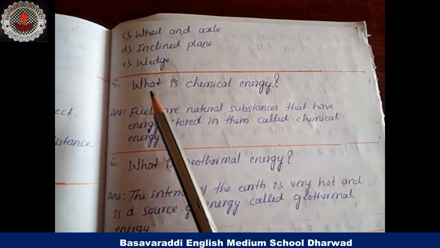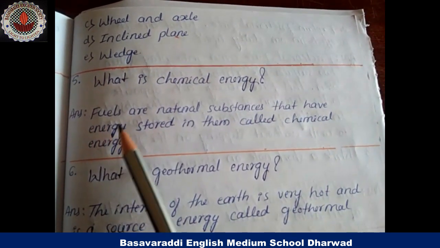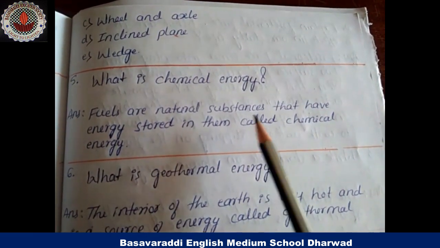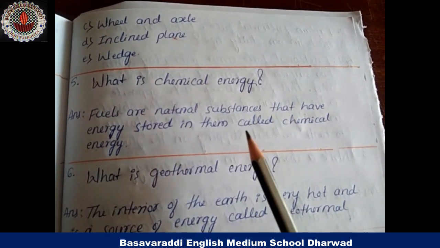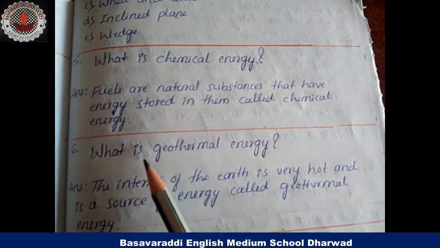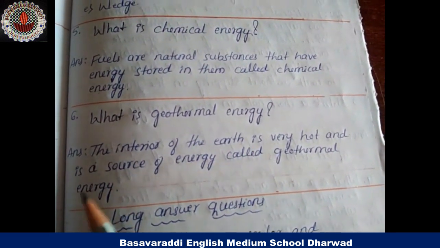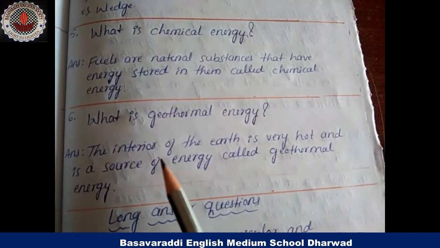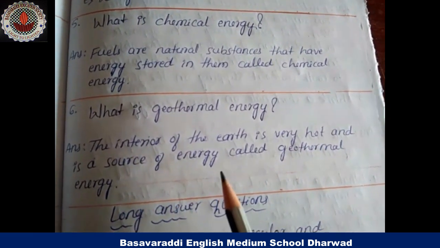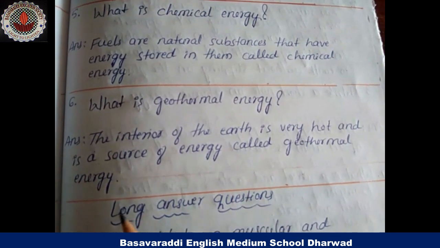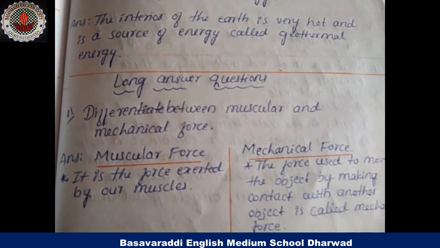The fifth question is, what is chemical energy? Answer. Fuels are natural substances that have energy stored in them called chemical energy. Sixth one, what is the geothermal energy? Answer. The interior of the earth is very hot and is a source of energy called geothermal energy. The next one is the long answer questions.